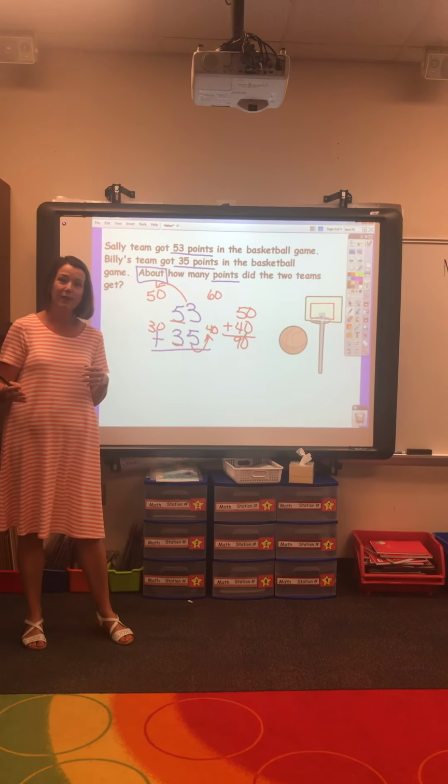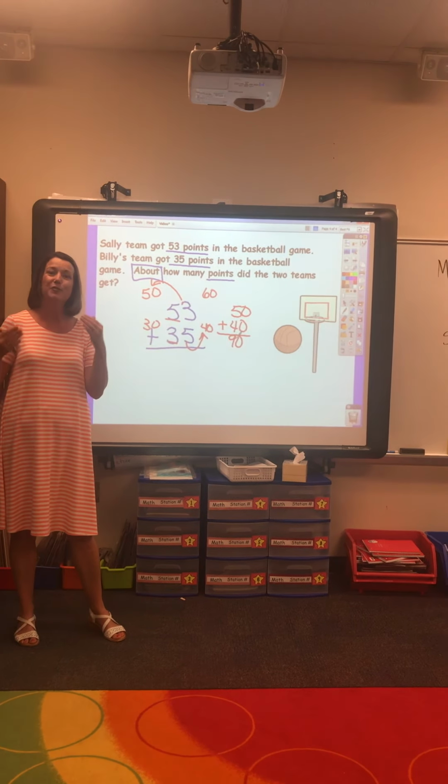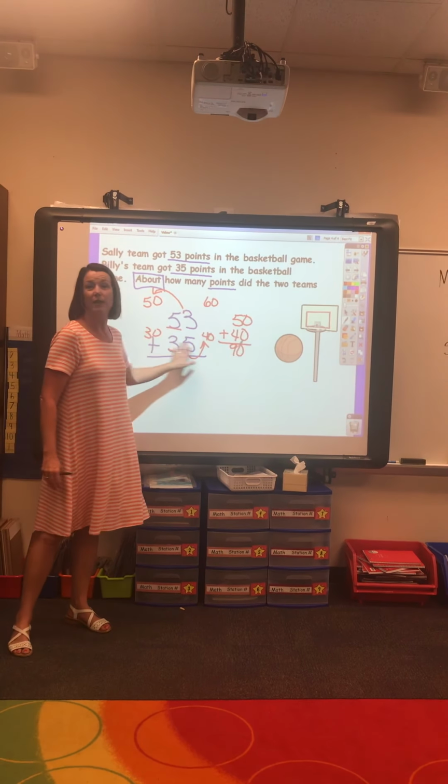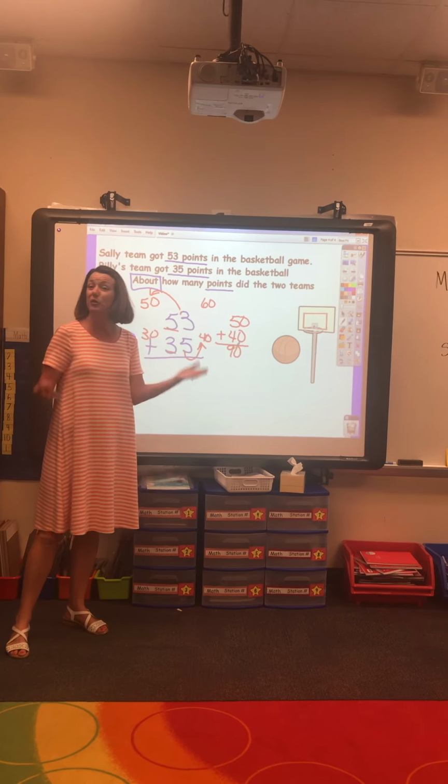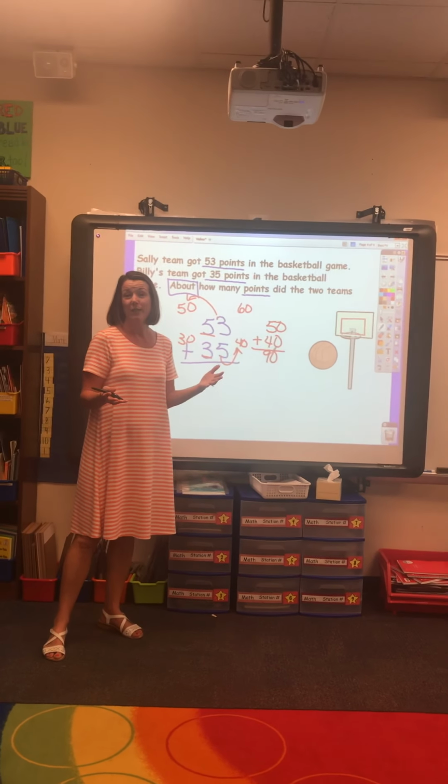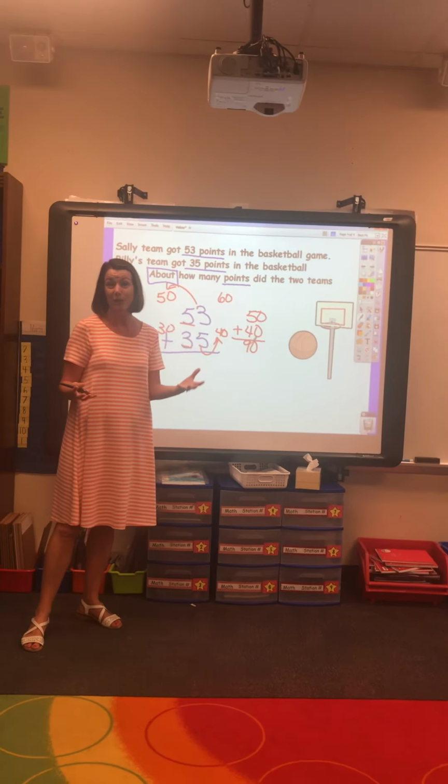In the long run, our whole goal is for the children to be able to round without doing this at all. Most children can get there by the end of the year, but it's a goal that we are working towards.